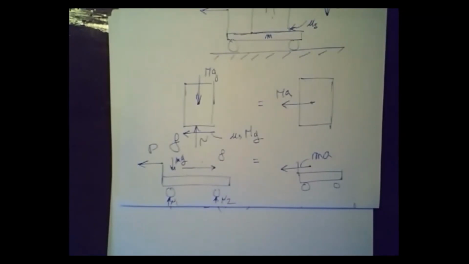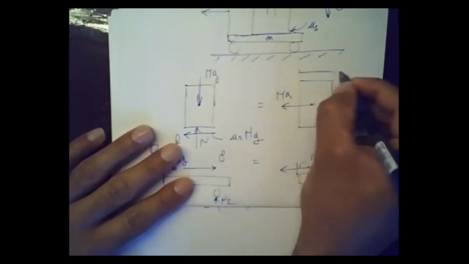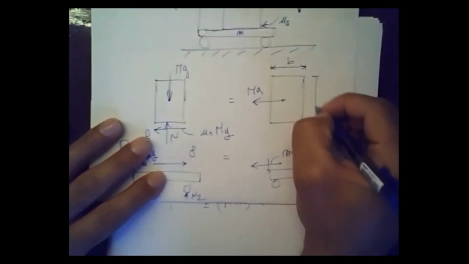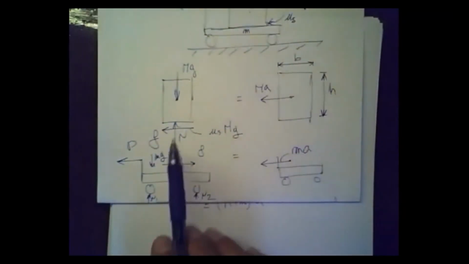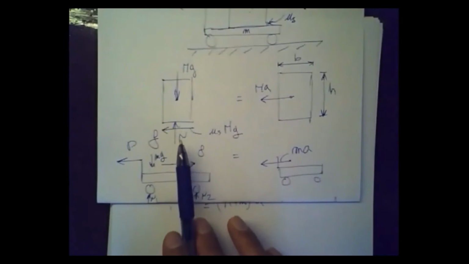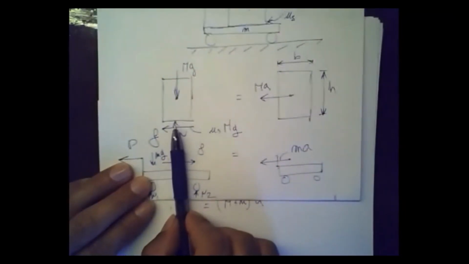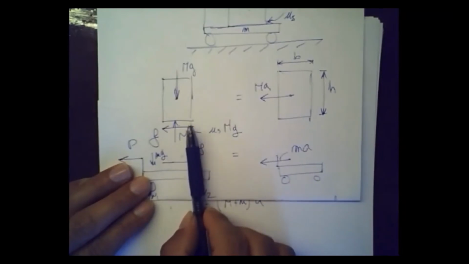Will N begin at zero? Okay, let's do something. Let's say that this block has a base of dimension b, and the height of this block is h. When this block is about to tip, you're right, N becomes 0, but in reality N doesn't become 0 because you always need to carry the weight. So N will actually shift to the right, and when N shifts to the right, then the block is tipping.